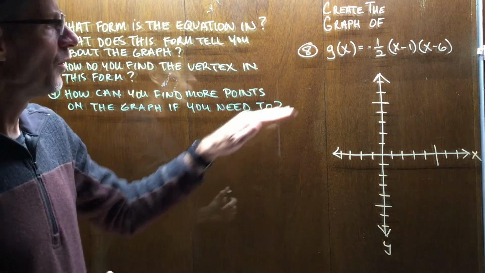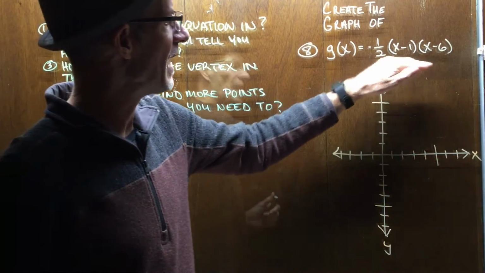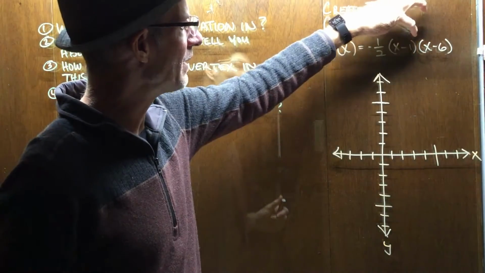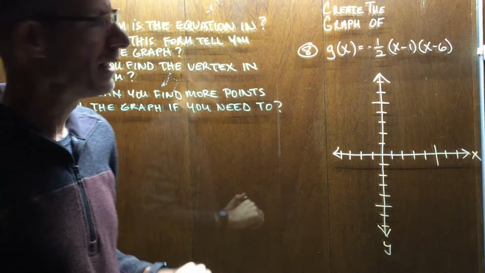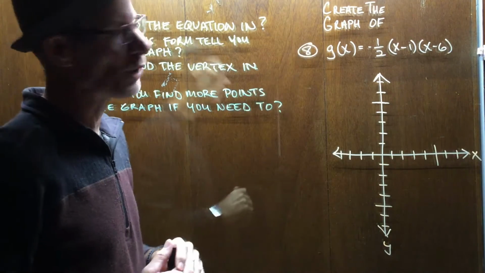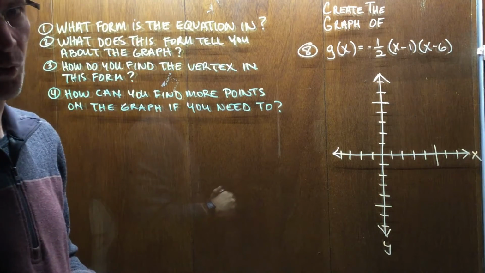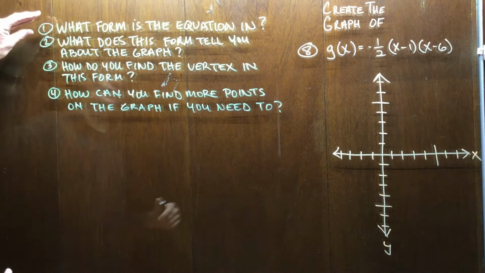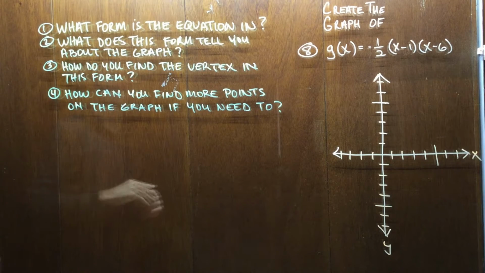So first of all, we can see that our function has parentheses, but the parentheses are not squared. So this function is in what's called intercept form. So that answers our first question, we know that it's in intercept form.